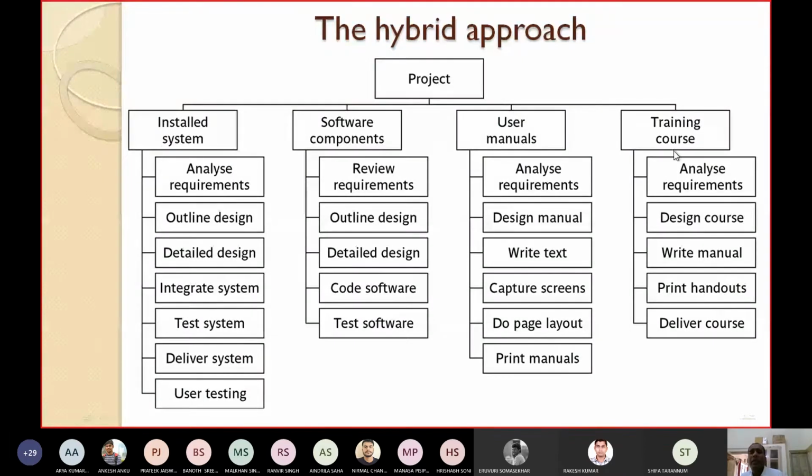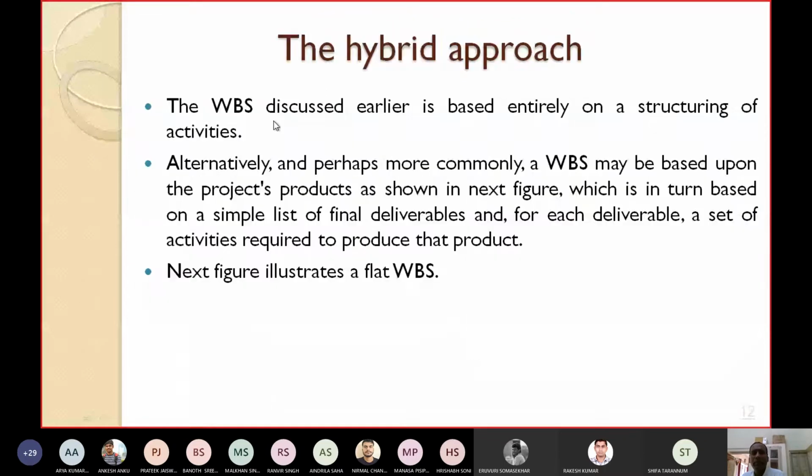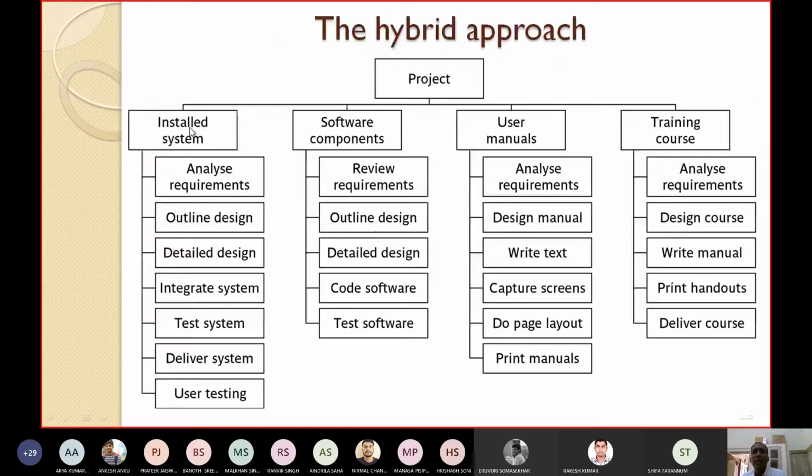Now what I am doing is trying to specify the WBS in terms of products, which is done based on a simple list of final deliverables. For a project, the products are installed system, software components, user manuals, training course. If I go to the particular product, installed system, the activities might be analyze the requirements, outline design, detailed design, integrate the system, test the system, deliver the system, unit testing, etc. So these are the activities for this product.